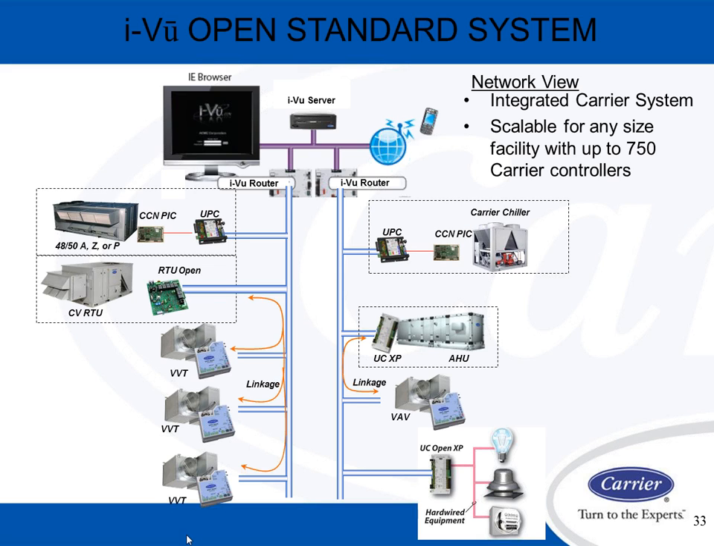An example of an iView Open Standard system: we'd have our iView server that you can get to on any computer, depending on whether it's a public IP address or just on the intranet. You can get to that through the Internet Explorer browser or off your phone. From there, you'd have the iView router, which would, for example, go to an A-series rooftop, which would be a CCN controller, but we'd use our UPC controller to integrate that into the iView Open system.